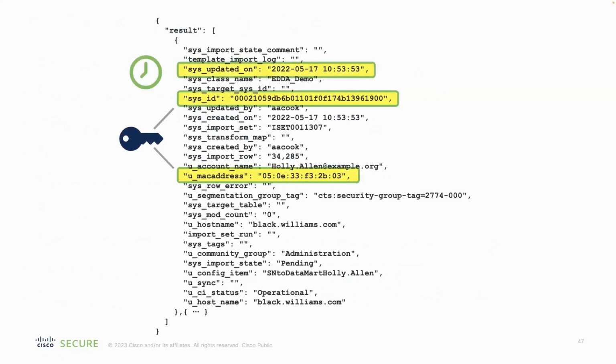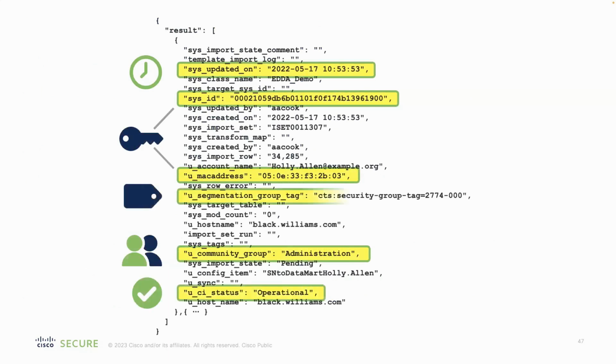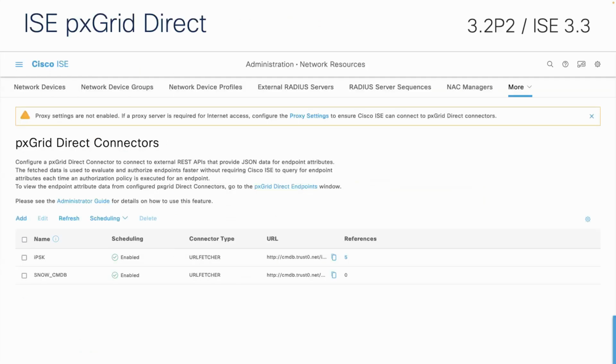We want to see, is this thing current? What group does it belong to? Is it operational? Is it in maintenance? What's going on there? Or maybe it tells us exactly how we should authorize this thing on the network if we do see it. So all these cool things we can see, and we can do it using pxGrid Direct. This is a new feature we added in ISE 3.2 patch 2 and ISE 3.3 to do some really cool things. And I'll try and show you those really quick.